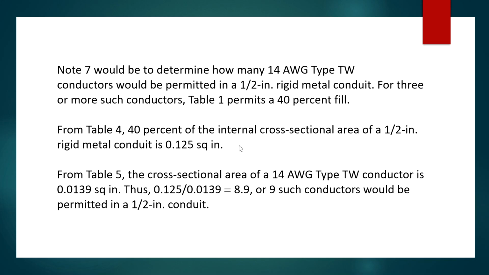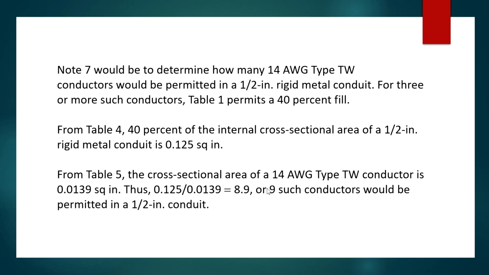Now, since we know this is the total interior area, and we know what the individual 14 conductor is, we just simply do some math here. So we use the 0.125, which is the cross-sectional area of a 1/2 trade size rigid metal conduit, and we divide that by 0.0139. Basically, it's saying how many of these can we stuff in here, and the result is 8.9. Well, since it results in a 0.8 or greater, we can round this up and say we can put 9 conductors inside of that 1/2 trade size without a problem.